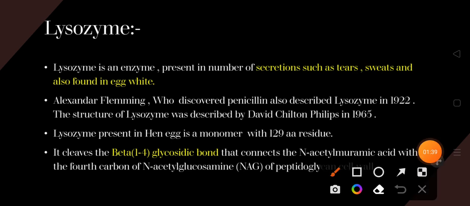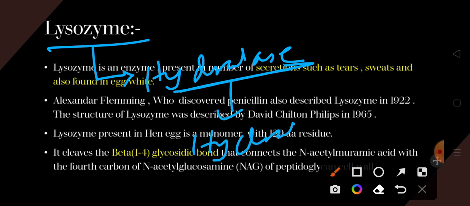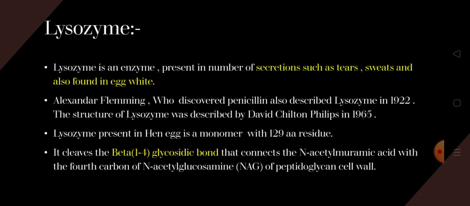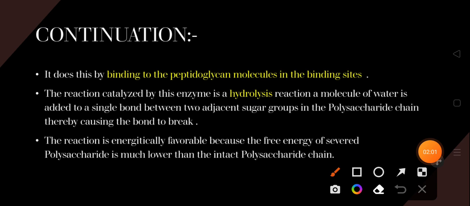First of all, lysozyme belongs to the group of enzymes called hydrolases. Hydrolase means it facilitates hydrolysis, that is, it facilitates breaking of the beta 1,4 glycosidic bond by the addition of water. So how does it do this? It does this by binding to the peptidoglycan binding site.